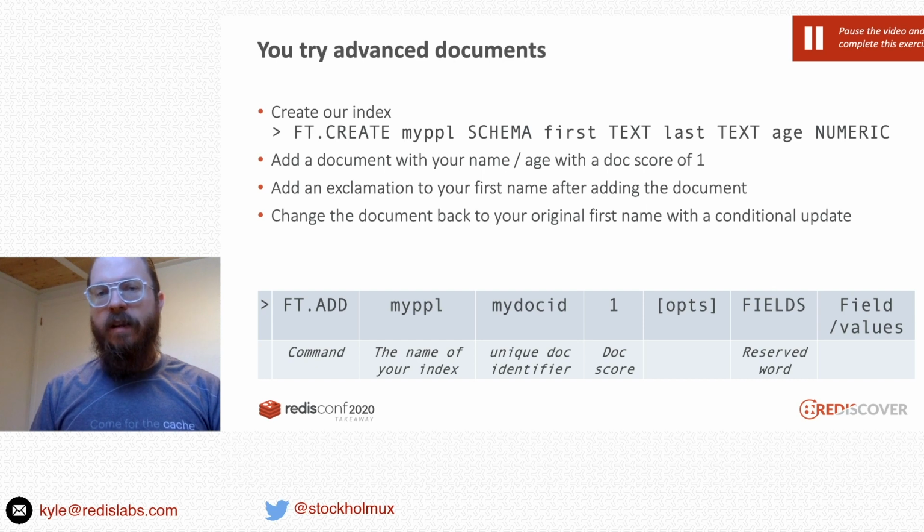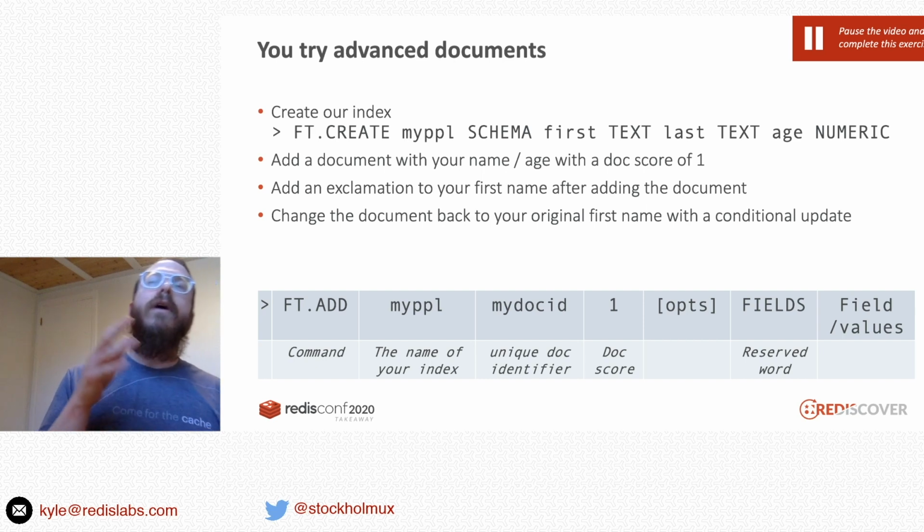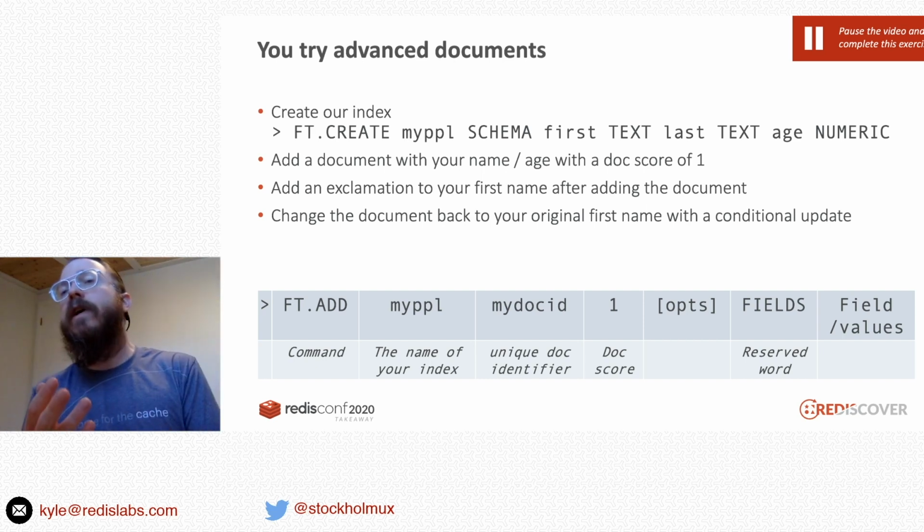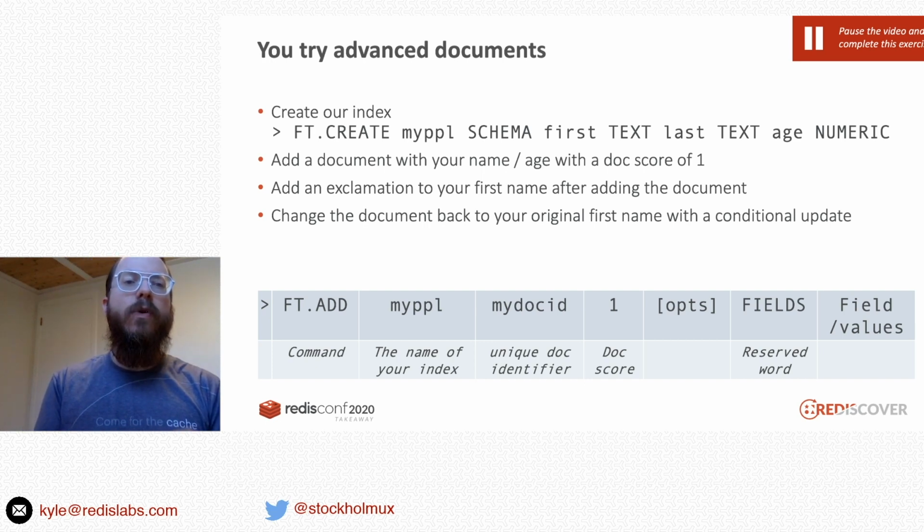So first up in this explanation of the exercise, I want you to create the index we've been using before. If you're going directly from Redisearch 101 or the intro course, then this will be very similar. So FT.CREATE my people with a schema of first, last, and age using the appropriate field types. Then add your own name with your own age and a doc score of 1. Add an exclamation point to your name after adding the document.